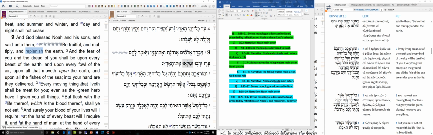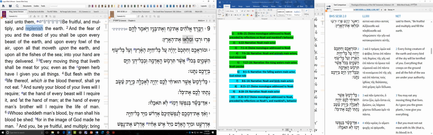Gary? Verse 5. I was just curious. "The hand of every beast will I require, and at the hand of man." To me, that in itself covers man. Why does he then go on and say, "and at the hand of every man's brother"? What's the significance of the brother in that? Why even say that? I didn't do a word study on brother, but I assume it means something.